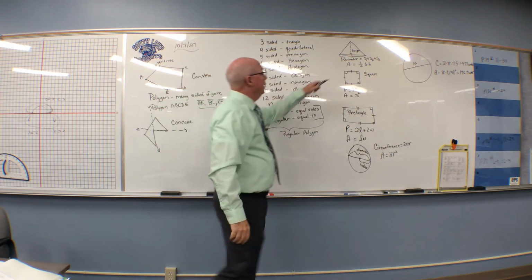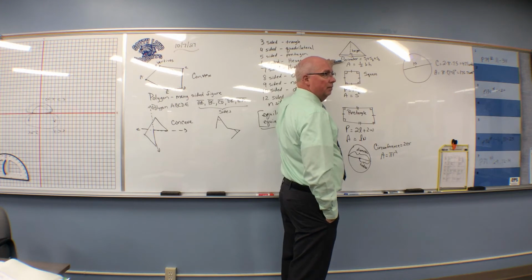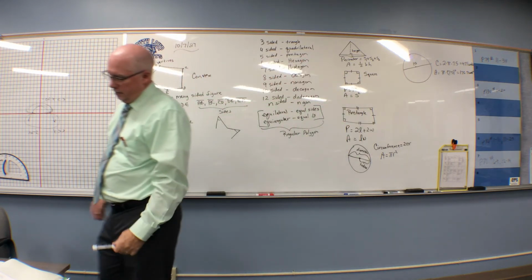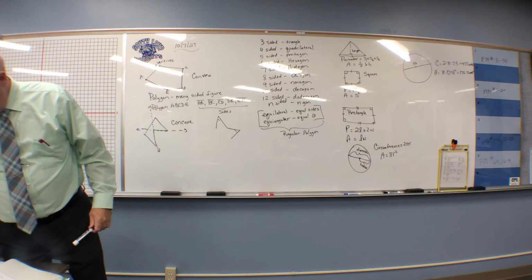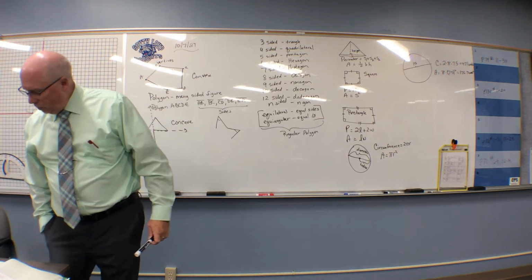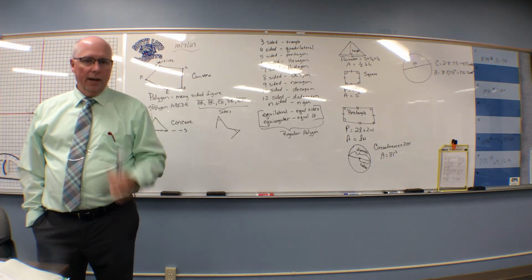So all of my perimeters will be of the unit: inches, feet, millimeters, and so on. All of my areas will be squared: units squared, feet squared. On page 61, let's do 11 through 16 in class.